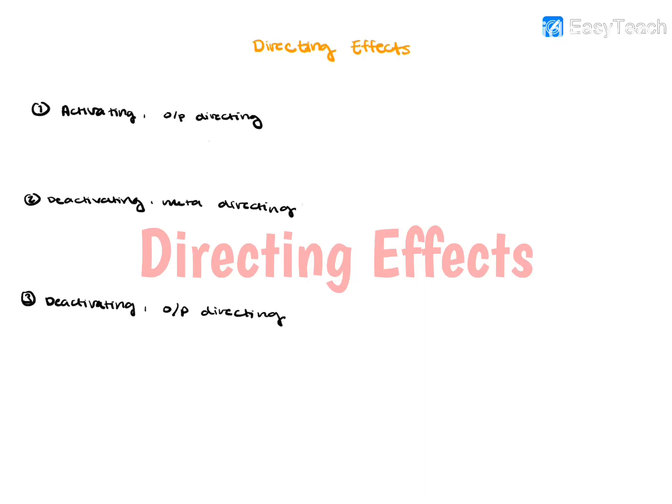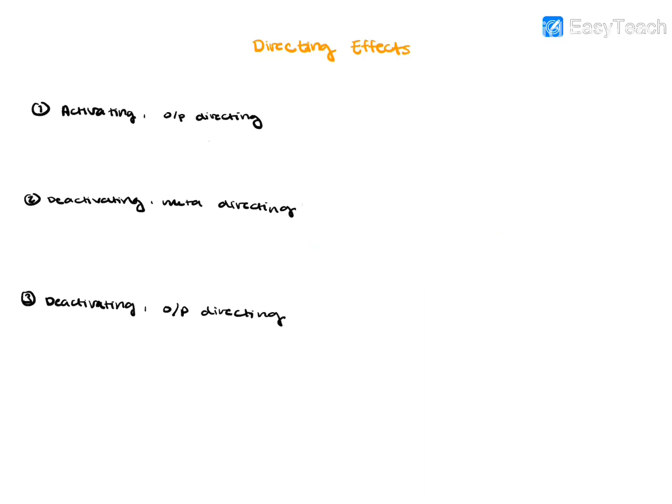Alrighty, so today's video is all about directing effects and what's going to happen if we have multiple substituent groups already on the ring before we complete an EAS reaction. So we know that for an EAS reaction, if we have different groups coming off, these groups are actually going to affect where the product goes. So we're going to look at that first, and then we're going to look at if we have multiple groups, then where's the product going to be?